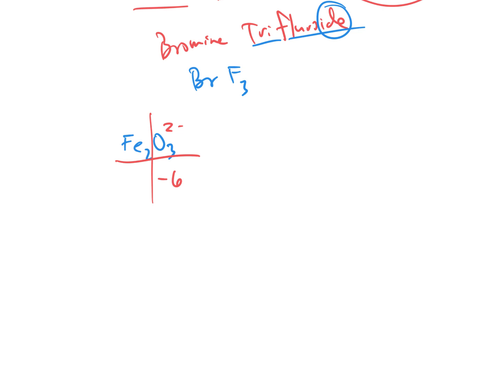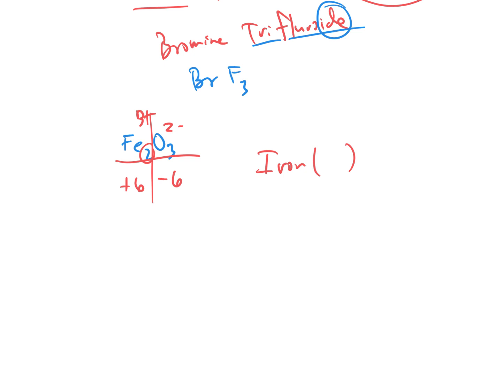Since all ionic compounds are neutral, this side has to be positive 6. And how many ions are there? 2 of them. So split that positive 6 into 2. That's positive 3, or 3 plus. So that's iron. And we put the charge of iron for, why iron?